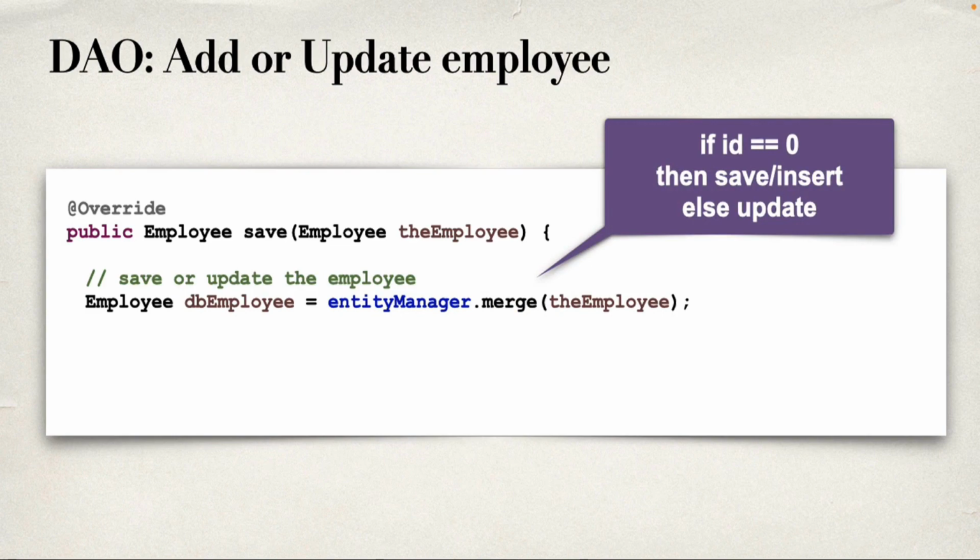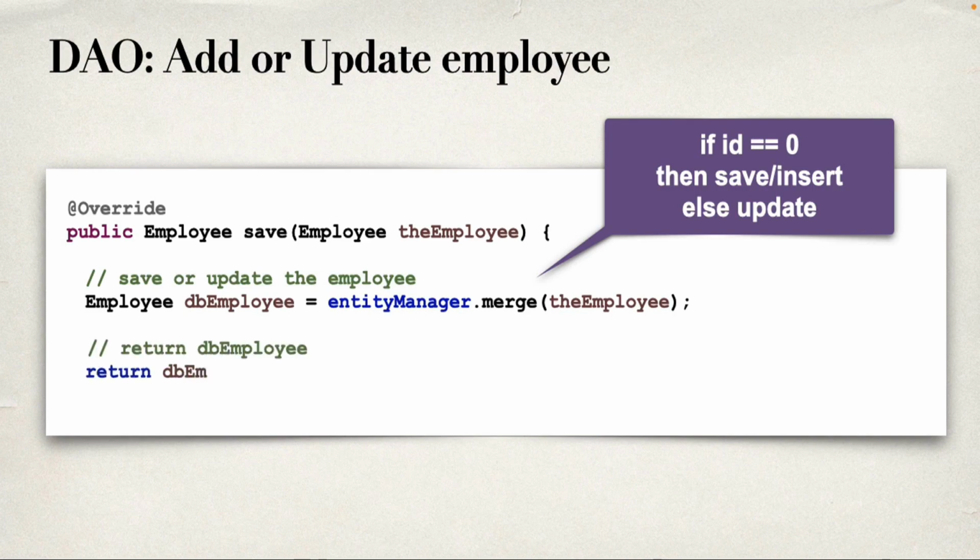Now, the way this merge method works is that it'll perform a save or update depending on the actual ID of the entity. If the ID of the entity is equal to 0, then it'll actually save or insert that given entity into the database. So that's like a new entry there. Else, if the ID is not equal to 0, it'll simply perform an update. So effectively, if ID is 0, it's going to be an insert, else it'll be an update. And this method will return the updated employee.